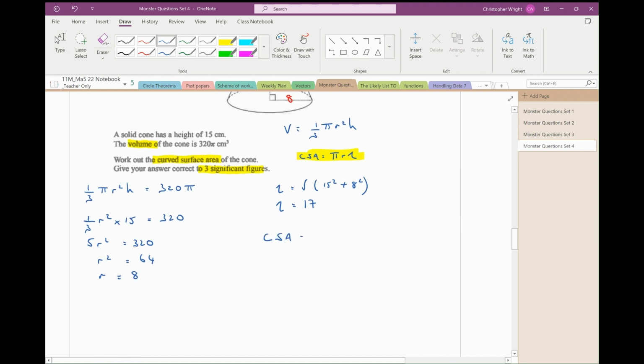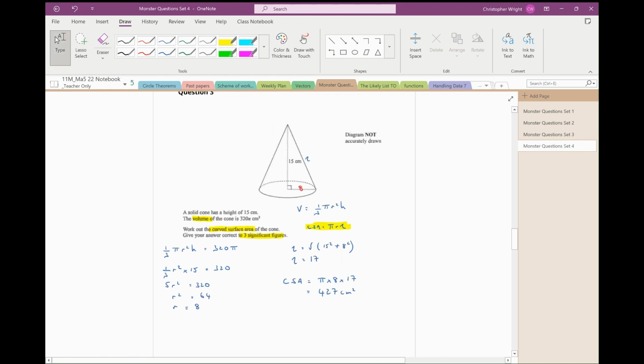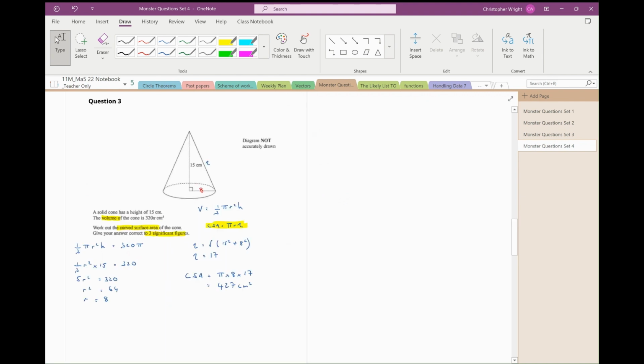Now I can use my formula. Curved surface area is pi times 8 times 17. So 8 times 17 times pi gives me a solution of 427 square centimetres to 3 significant figures. There is my solution for question 3.